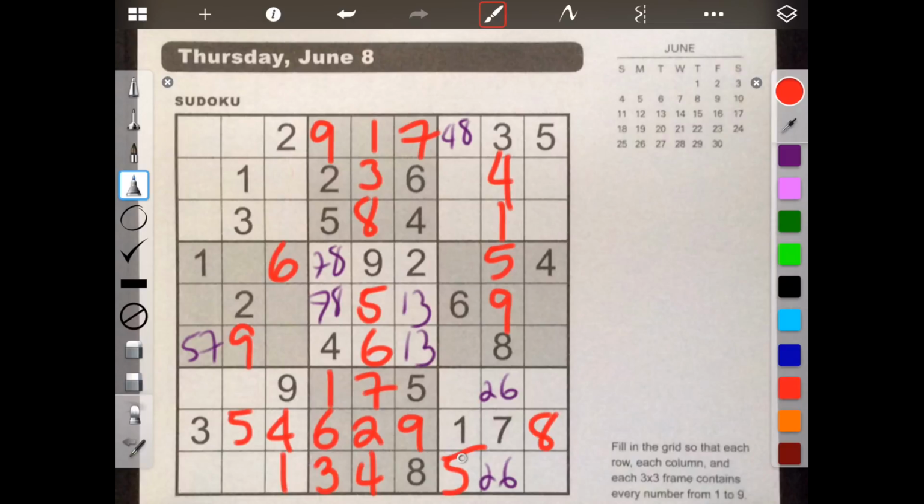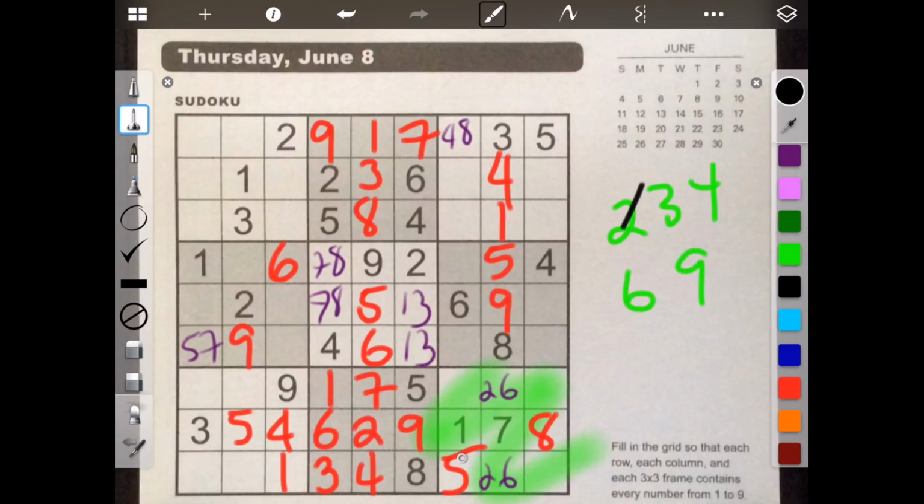So if that's two and six for this frame, we need one, two, three. Oh, no, we already got a one. So we need two, three, four, six, nine. Two and six already taken care of. So we need three, four, and nine. But four can't go here. This is four. And since they crossed out, we're left with three and nine. But there's a nine here. So this is three, nine.